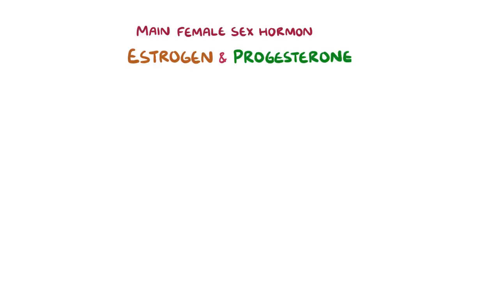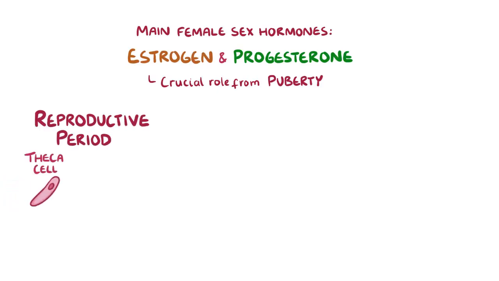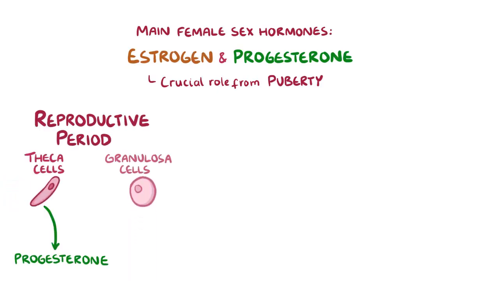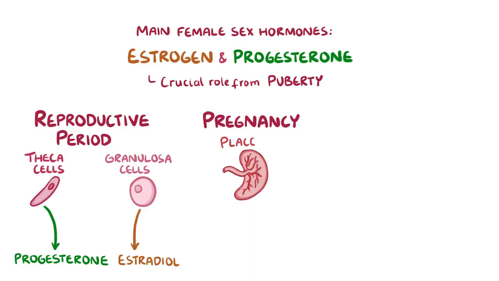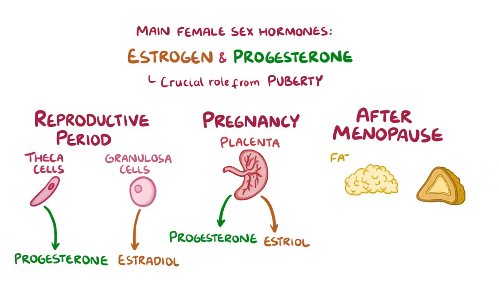Okay, so we've covered everything. Let's just go over the key points quickly. Estrogen and progesterone are the main female sex hormones, and they play a crucial role starting with puberty. During the reproductive period, theca cells secrete progesterone and granulosa cells secrete estradiol. However, during pregnancy, the placenta secretes estriol and progesterone, and after menopause, fat cells and the adrenal glands produce small amounts of estrone.